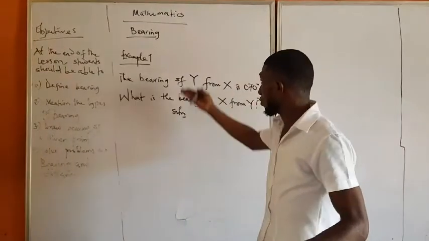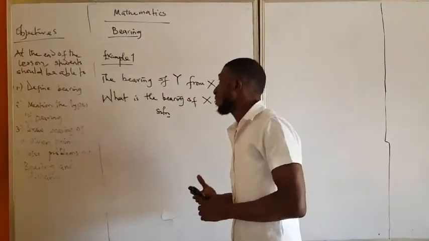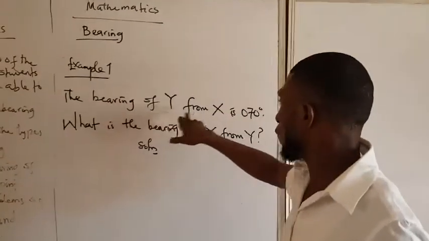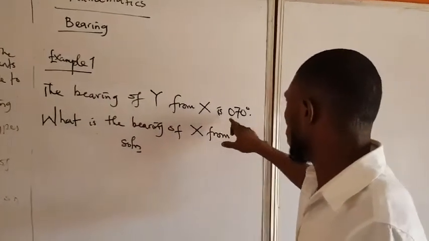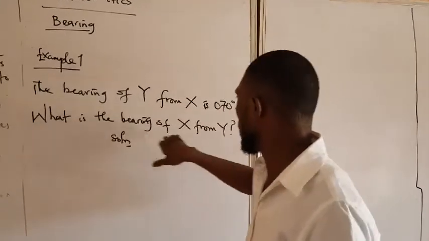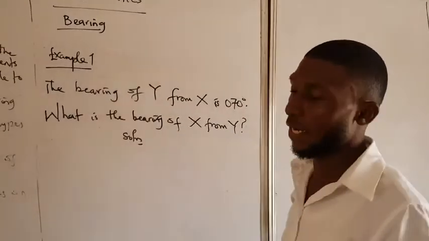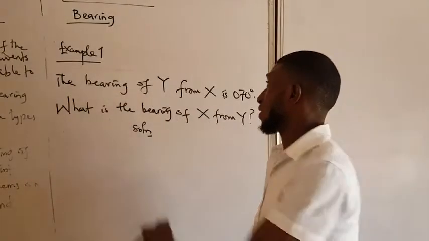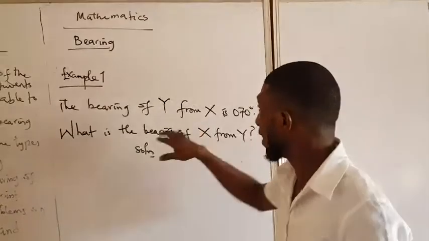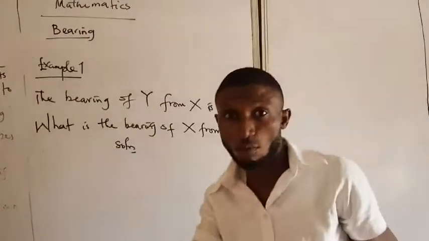Okay, example 1 now. Let's draw bearing. How to draw bearing? Example 1. This is the question. The bearing of y from x is 70 degrees, full stop. What is the bearing of x from y? They are talking about "from", which is where the direction is located. Anytime you hear "from", it is where the direction is coming from.